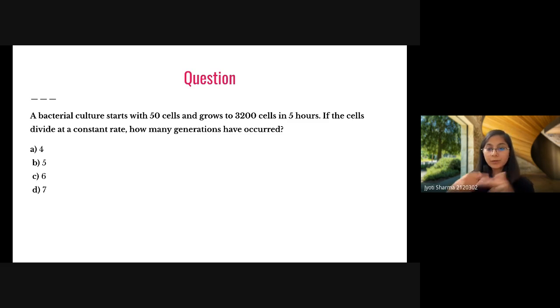Can you calculate with this exponential growth? So the answer is 6. Just see: 50 to 100, 1; 100 to 200, 2; 200 to 400, 3; 400 to 800, 4; 800 to 1600, 5; and 1600 to 3200, 6. So these were the 6 generations from 50 cells to 3200 cells, right? So this is how you can calculate.